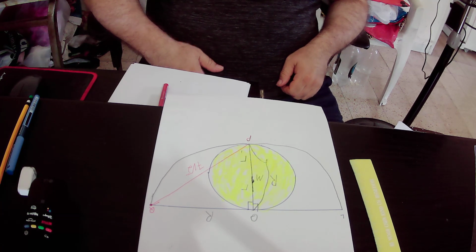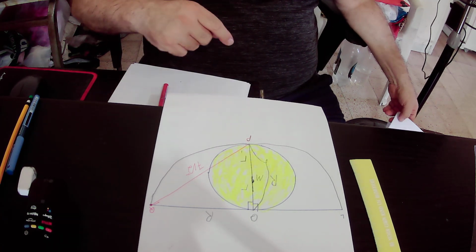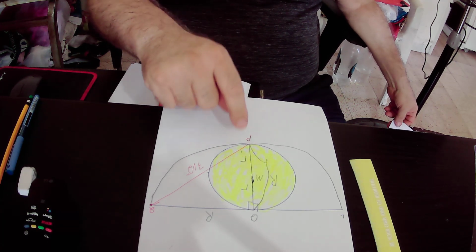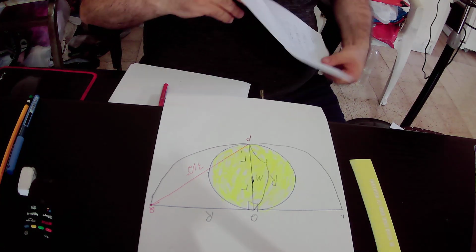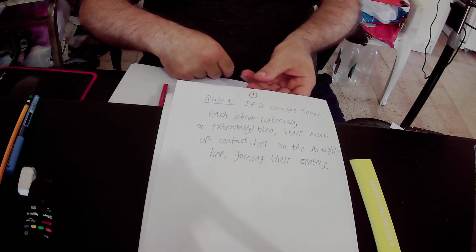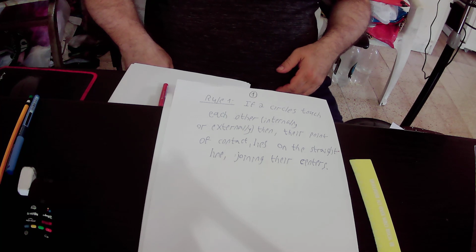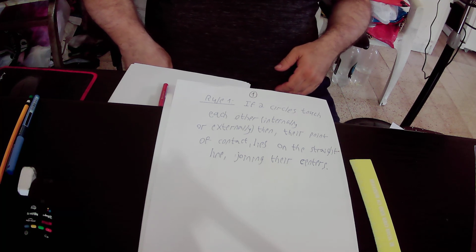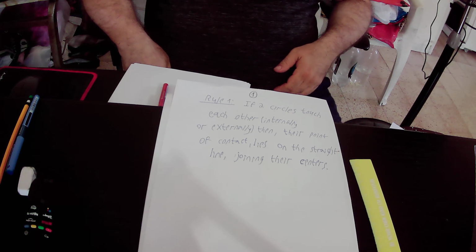We actually connected points M and O together, and that is the radius of the yellow circle. And according to rule number 1, if two circles touch each other internally or externally, then their point of contact lies on the straight line joining their centers.